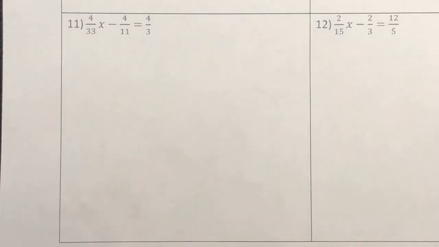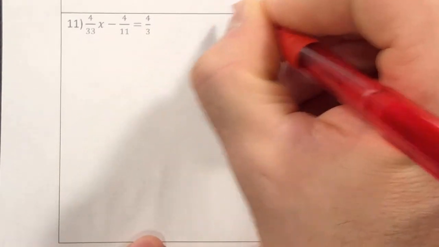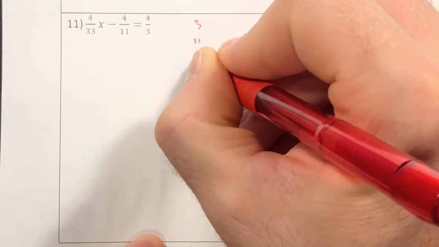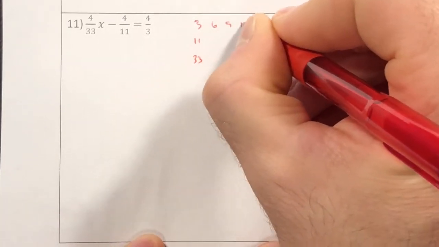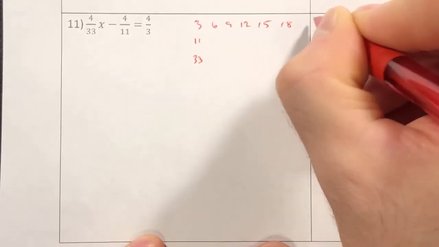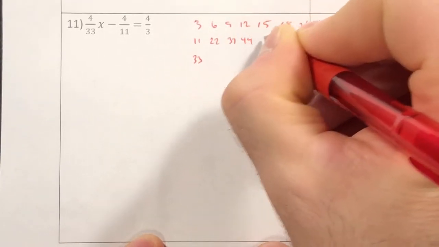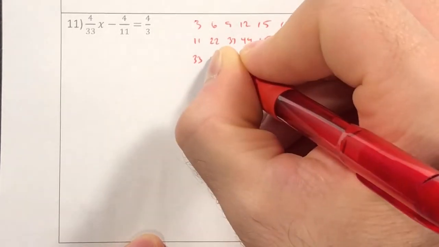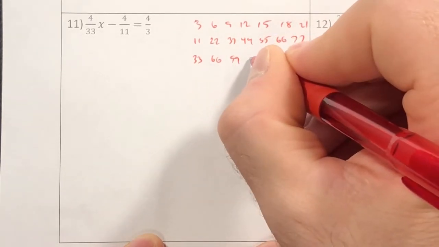Okay. Now that you've had a chance to try it out, let's check this. So I have, let's see, I'm going to do this, 3, 11, and 33. So for 3, I get 3, 6, 9, 12, 15, 18, 21. For 11, 22, 33, 44, 55, 66, 77, 88, 99. Let's see, that's 102.